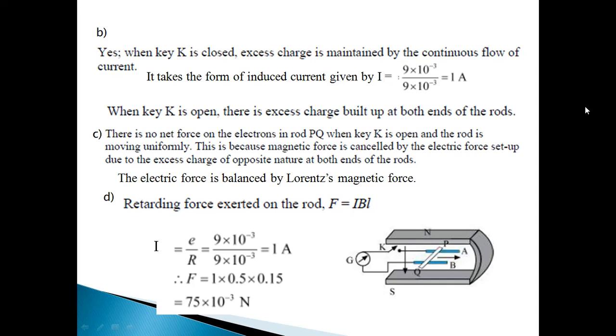The next question D. What is the retarding force on the rod when K is closed? So retarding force is given by the formula F equal to IBL. And I is E by R. You know it is already 1 ampere. B is the magnetic field and L is the length of the rod. So you get force is equal to 75 into 10 to the power minus 3 Newton.